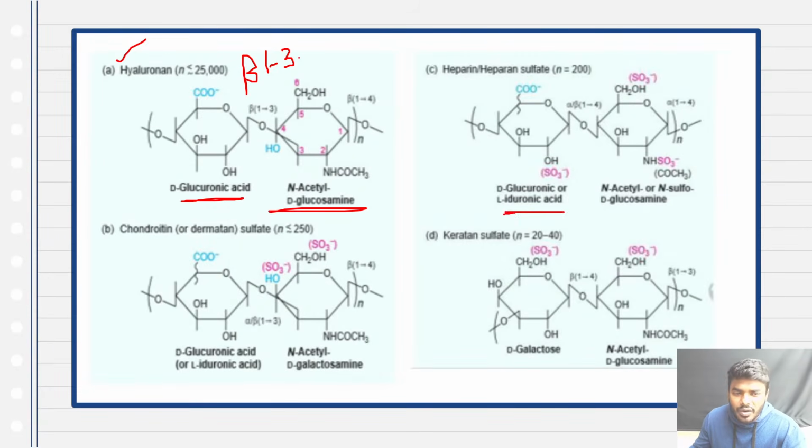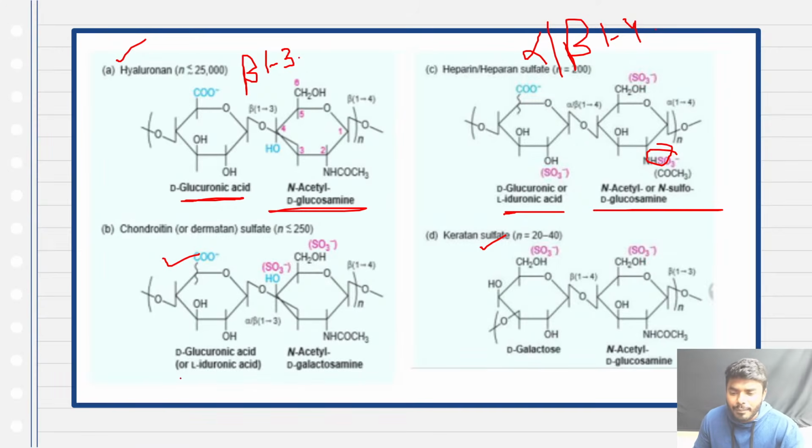Glucuronic acid or iduronic acid associated with N-acetyl N-sulfoglucosamine. Why are we using the word N-sulfo? There is an addition of a sulfur group also. Keep it in your mind: in heparan, chondroitin and keratan, there is a presence of the sulfo group. Don't forget this, and the linkage will be beta-1,4, either alpha or beta-1,4, both.